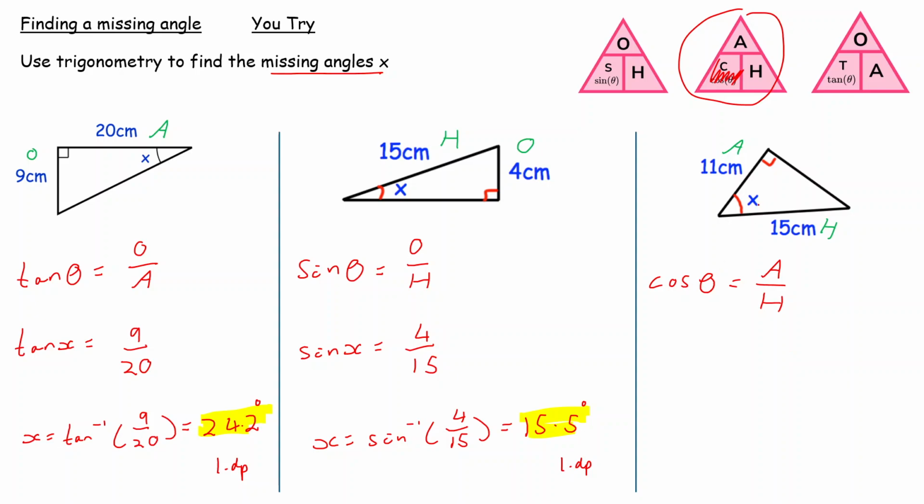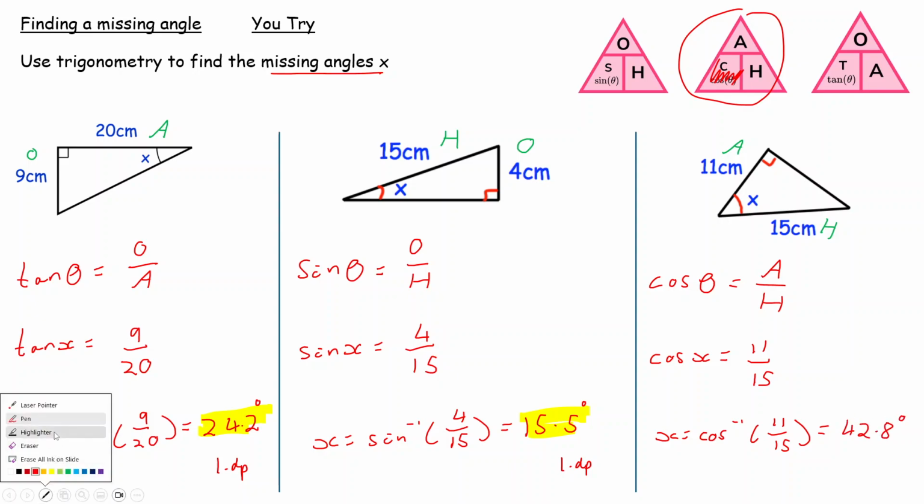So the angle I'm trying to find is just called x here, so I say cos of the angle x is equal to adjacent, A is 11, so 11 over hypotenuse, which is 15. To find x, I cos inverse both sides, so x is cos inverse 11 over 15, and then type that into my calculator to get my final answer. 11 over 15 is equal to 42.8 degrees. So 42.8 degrees, and there we go. That is my final answer.